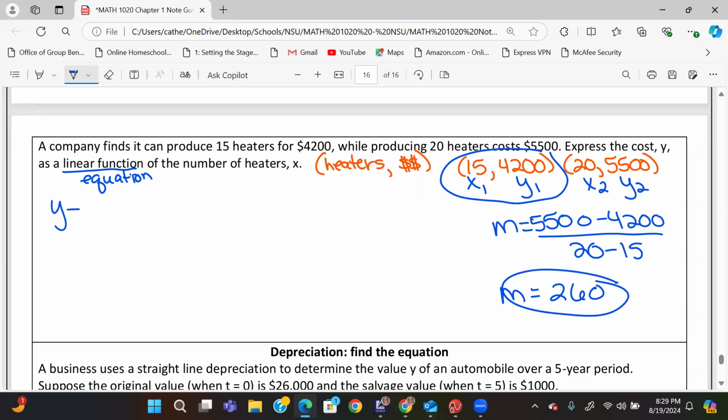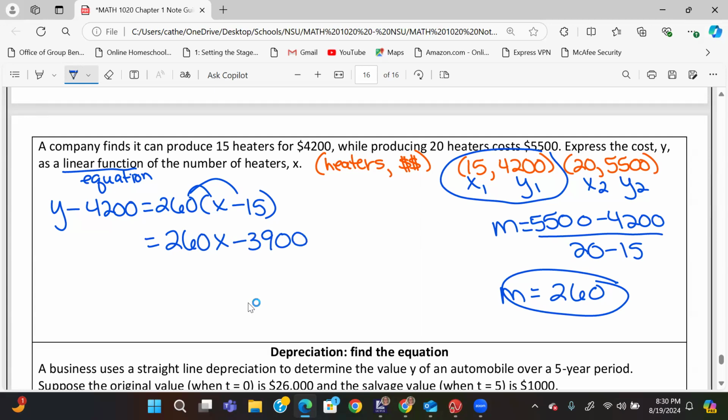So I'm going to have y minus y1 equals our slope times x minus x1. All right, so we don't have any double negatives, which is nice. So from there, we're going to distribute. We're going to multiply that 260. So 260x, and then 260 times negative 15 is going to give me a minus 3,900.